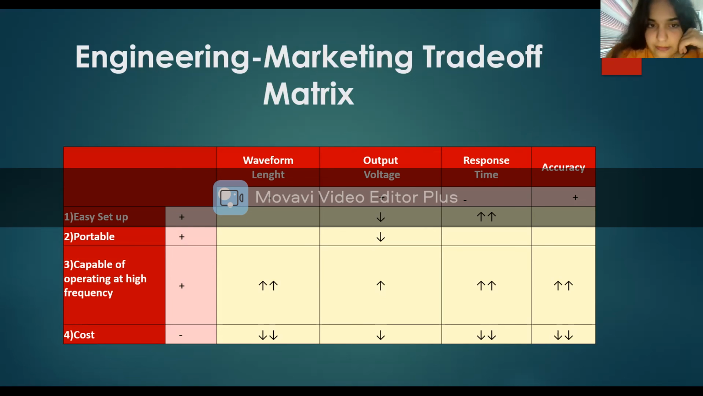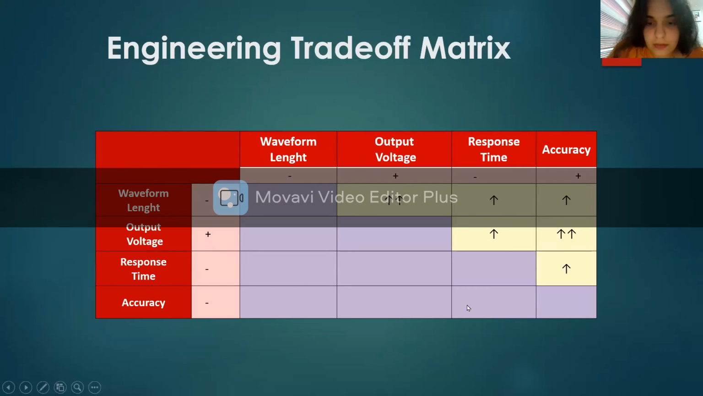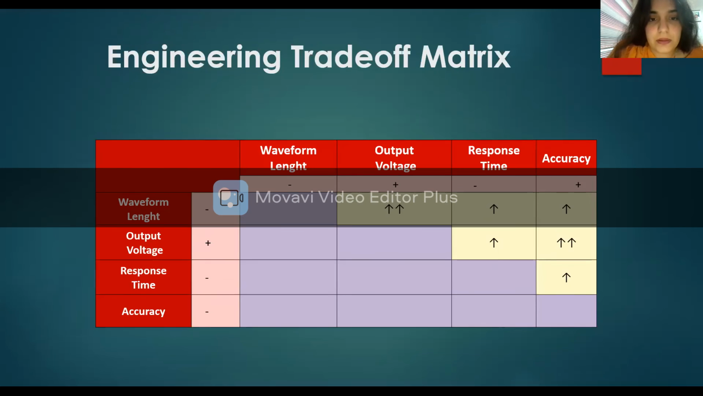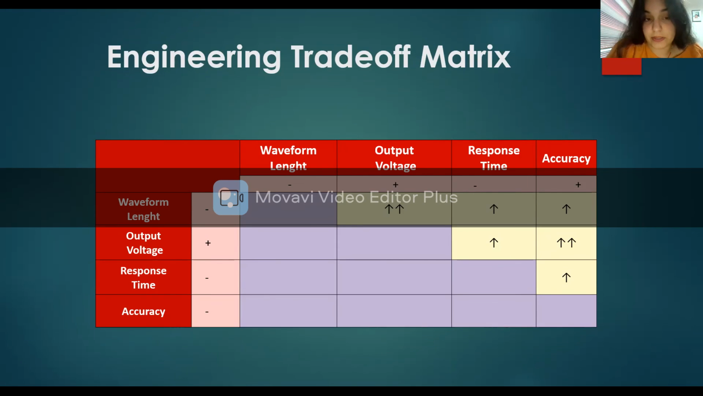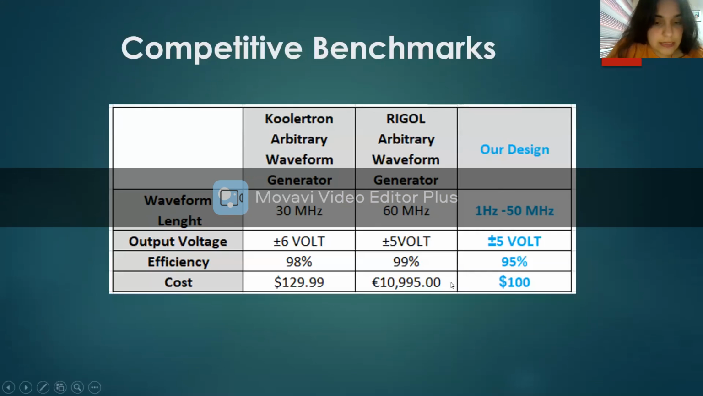And another presentation. In this table, we compared the engineer parameters with another engineer parameters. For example, there is a high positive correlation between output voltage and accuracy. And another table is there.